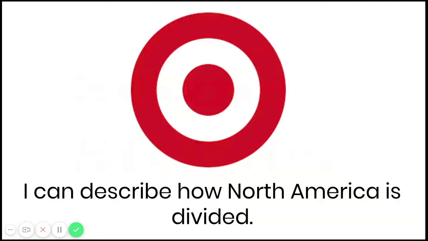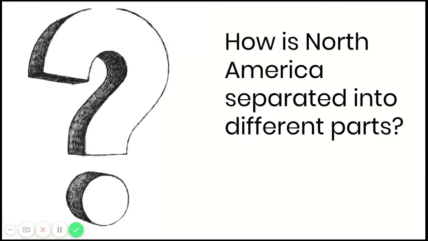So we're going to read our objective twice. I'll read it the first time. You can read it with me the second time. I can describe how North America is divided. As we're going through our lesson today, we're going to be answering the question of how is North America separated into different parts?